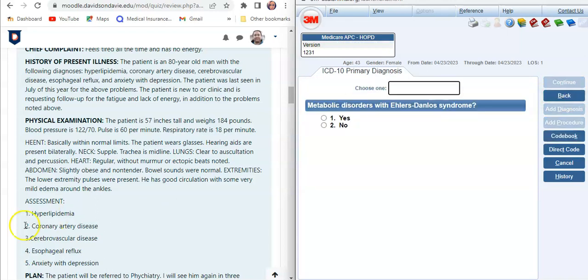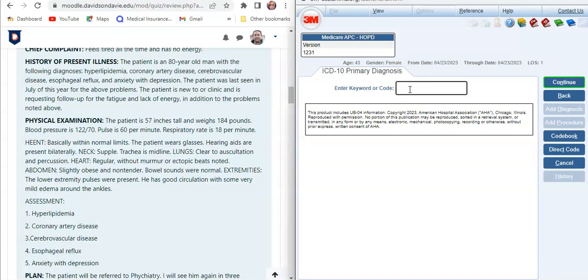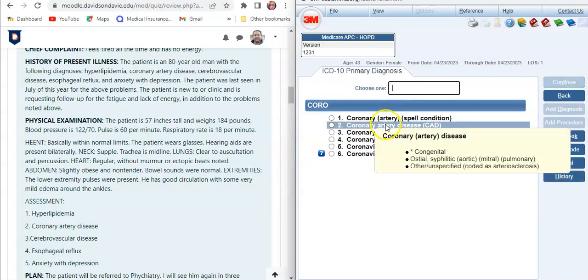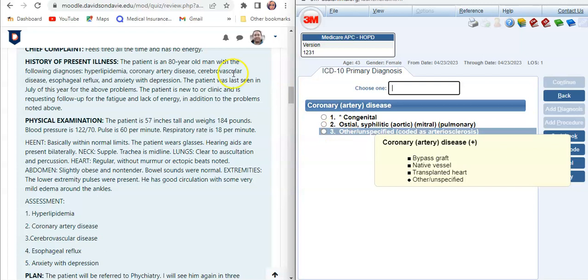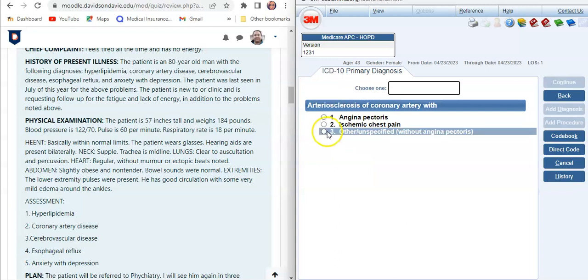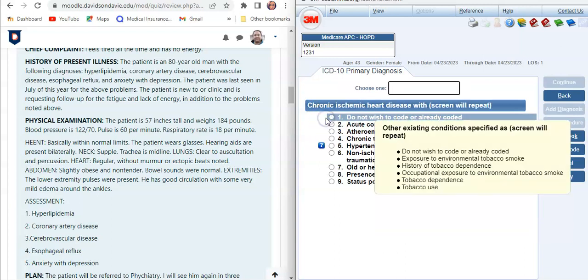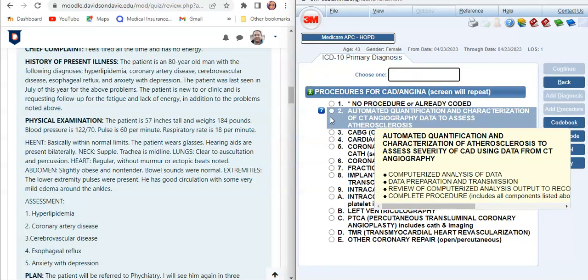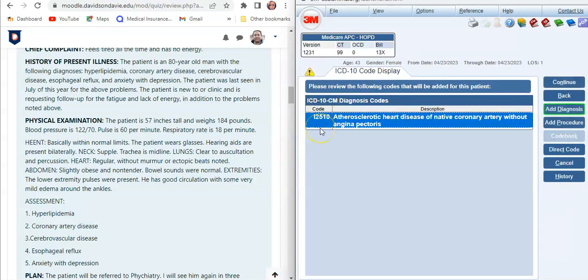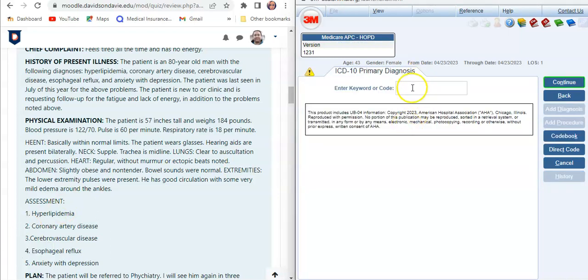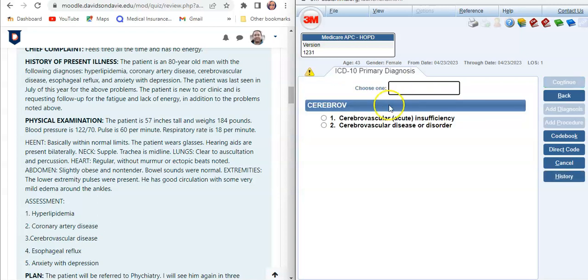The next one is coronary artery disease. And we did this one, I think, before. Coronary artery disease. It just says coronary artery disease, so unspecified, unspecified, unspecified. I do not wish to code anymore. It is all unspecified, no procedures done. So the code is I25.10. And the next one is cerebrovascular disease. So we are going to start typing that in hopefully correctly. And there it is.